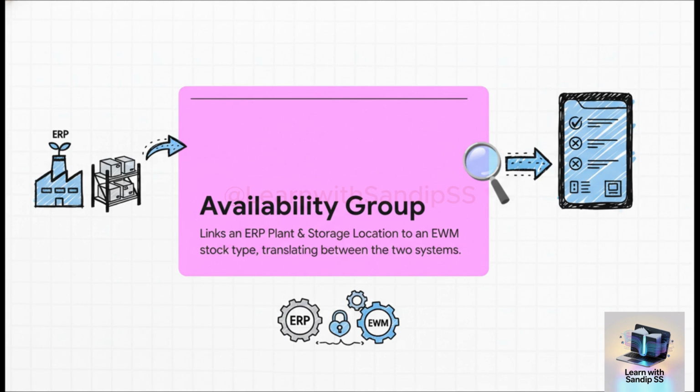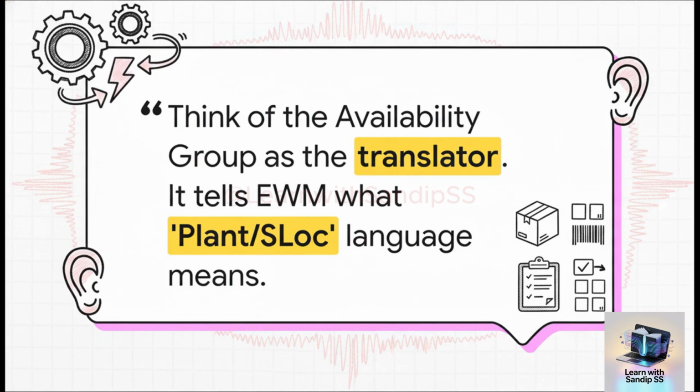I love this quote because it just nails the concept perfectly. The availability group isn't the stock itself. It's the rule book. It's the translator that makes sure the finance team and the warehouse team are looking at the same version of reality, even if they're using completely different words to describe it.